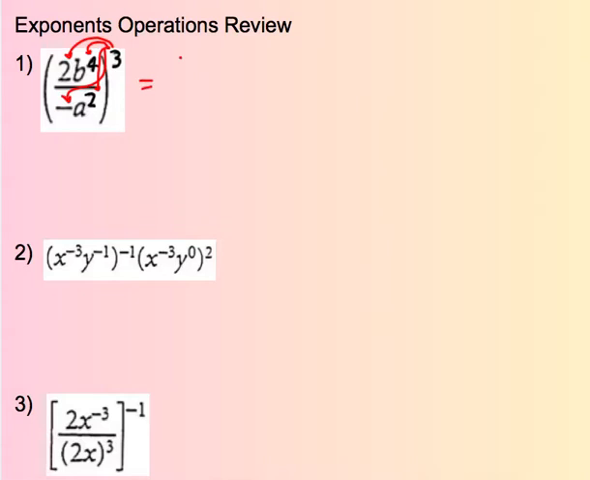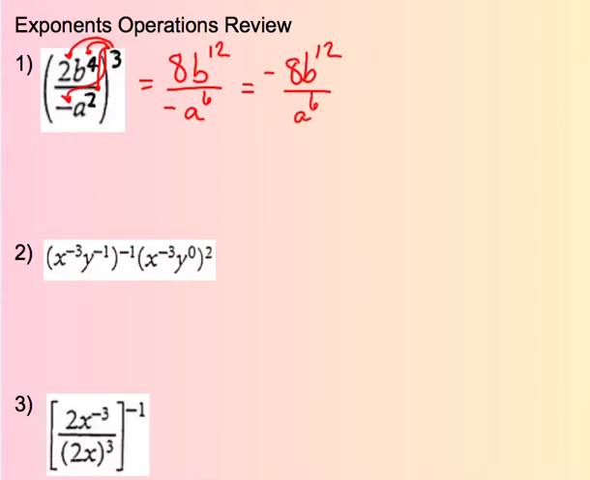All right, so 2 cubed is 8. B to the 4th cubed, we multiply our powers, so we have b to the 12th. A negative cubed is still negative. And a squared cubed, multiplying those powers, we get a to the 6th. Since the only thing we could have simplified before was bringing that negative to the numerator, that's the only thing we can simplify after we distribute the power.